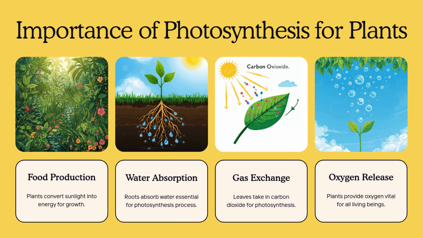Two: helps plants grow. The food produced during photosynthesis helps plants grow new leaves, stems, flowers, and fruits. Without photosynthesis, plants would not be able to grow or develop properly.